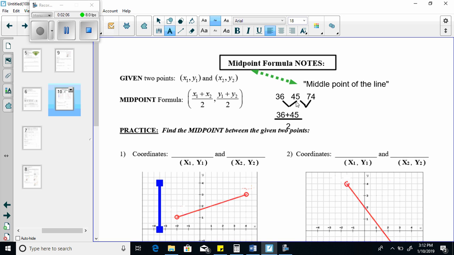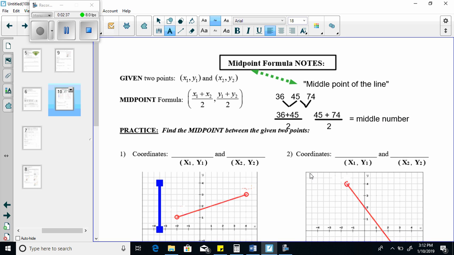All right, same thing if I said, find me the middle number. What is the number exactly between 45 and 74? Well, in order to find that would be a long time counting on a number line, right? So instead, we're going to add them, and then we're going to divide by 2, and that will give us the exact number between them. Okay? So that would give us the middle number doing this.